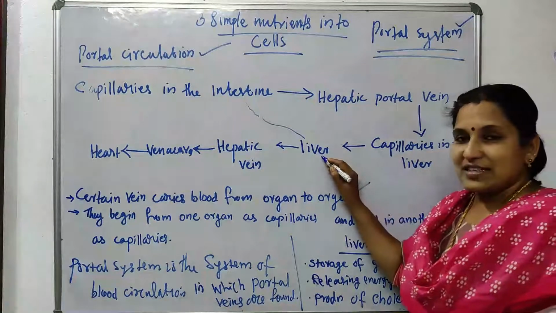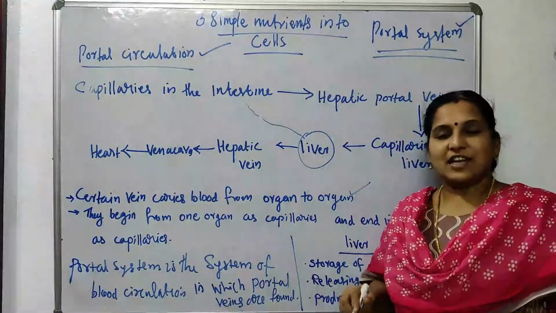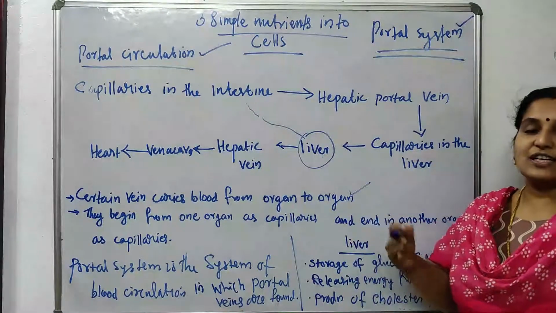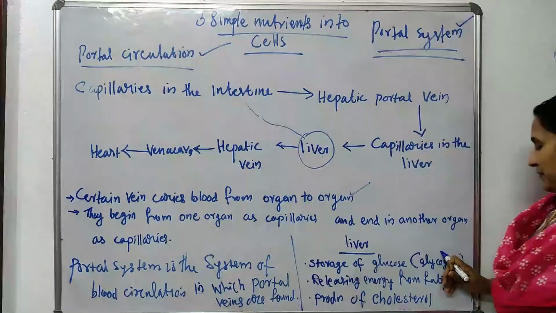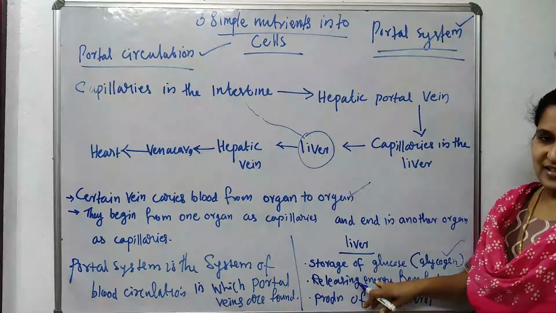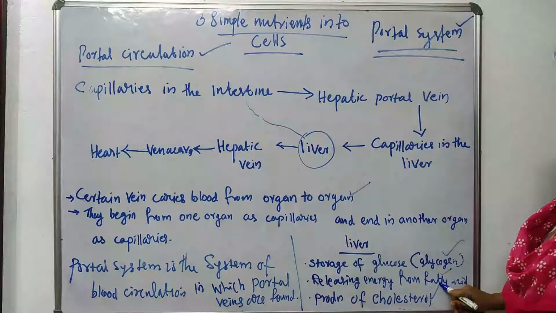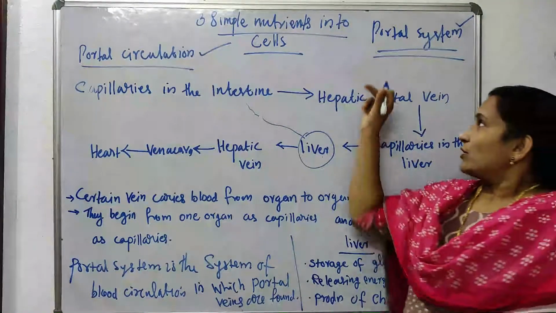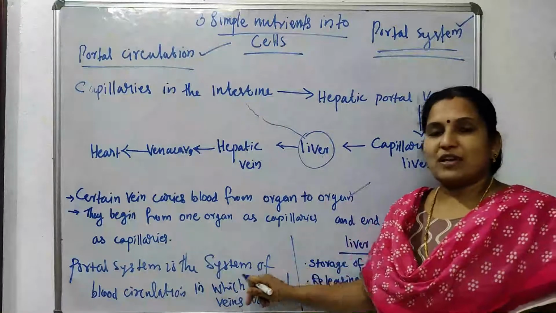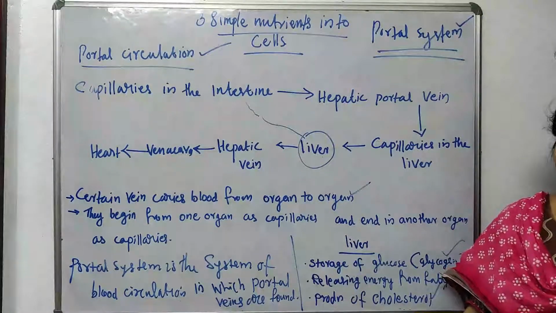Why do these nutrients reach the liver? The liver plays a major role. Three important functions: it converts excess glucose into glycogen and stores it in the liver; second, it releases energy from fatty acids; and the third is to produce cholesterol. So what do you mean by portal system? The portal system is the system of blood circulation in which portal veins are included.